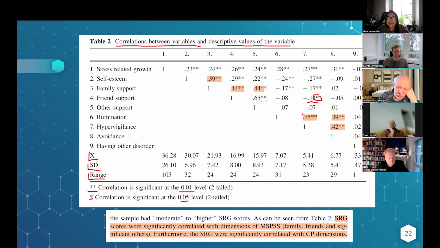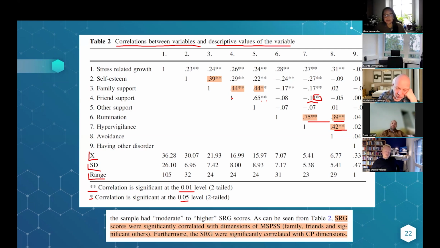Okay, so I highlighted. Is that minus 0.11? Yeah, minus means, Sasha, that the correlation is negative. That is, one variable goes up and the other one goes down. This is why it's negative. Okay, so great findings, 0.75, 0.39, 0.42. Sounds great, sounds great, sounds great.